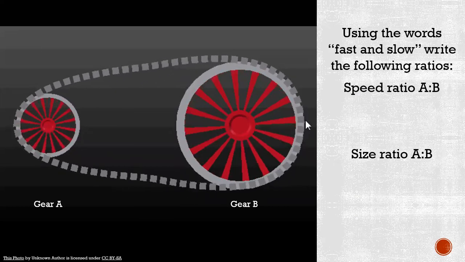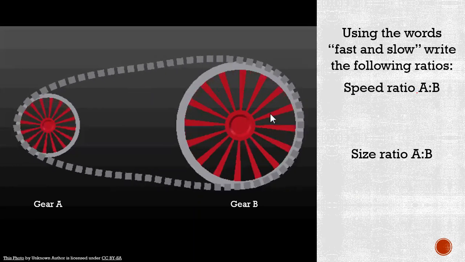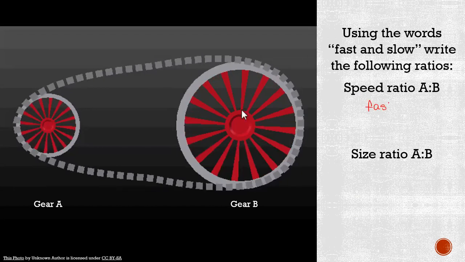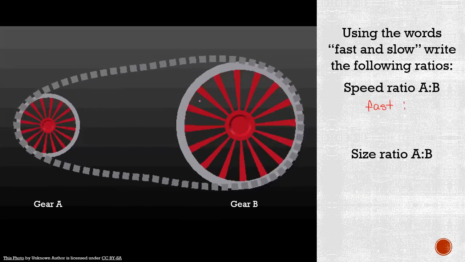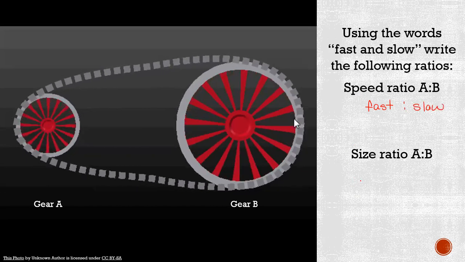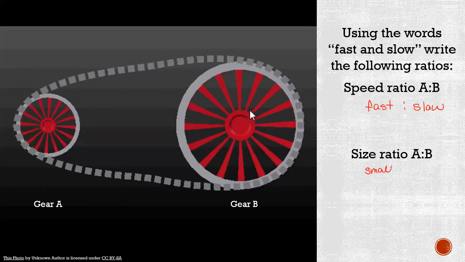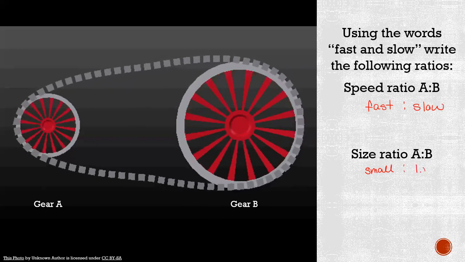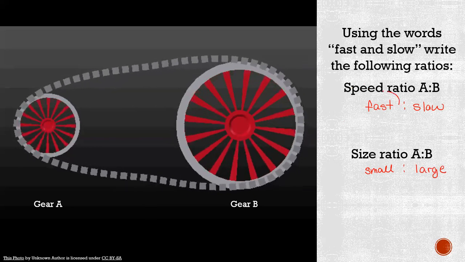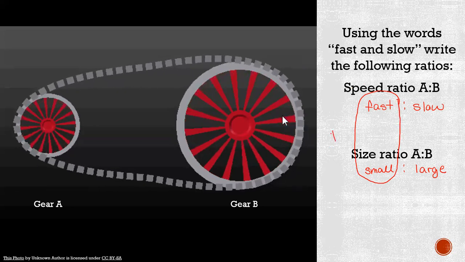Let's use the words fast and slow, and I want you to write the following ratios. The speed ratio, the ratio of A to B: gear A is a fast gear, to gear B, which is a slow gear. Now we're going to use size to write the size ratio, using big and small. Gear A is small, and gear B is large. If we look at these two ratios, the small gear has a higher speed. It's going faster. So this is indirect.